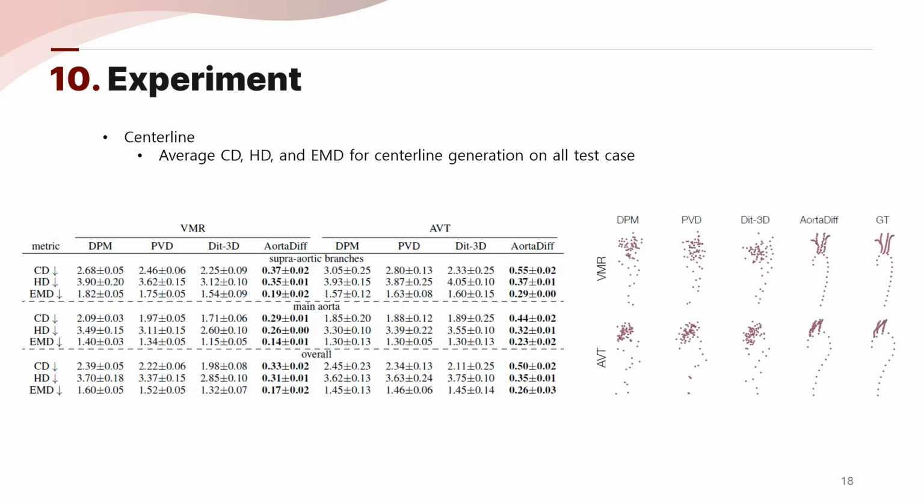Next, they evaluate the centerline approach. Among all compared methods, their approach achieves the best overall scores, and the qualitative result also shows that its predicted centerline is the most similar to ground truth. Here, CD, LCD, and EMD quantify geometric discrepancy between the predicted and ground truth centerlines. Lower values indicate closer agreement.